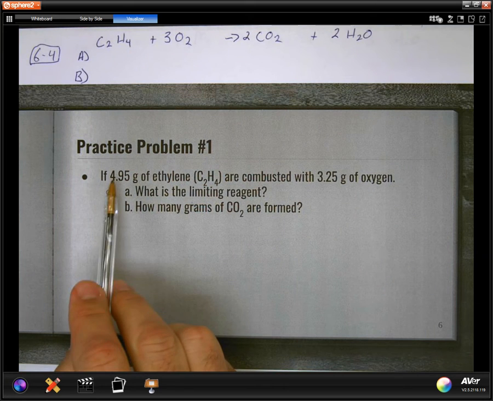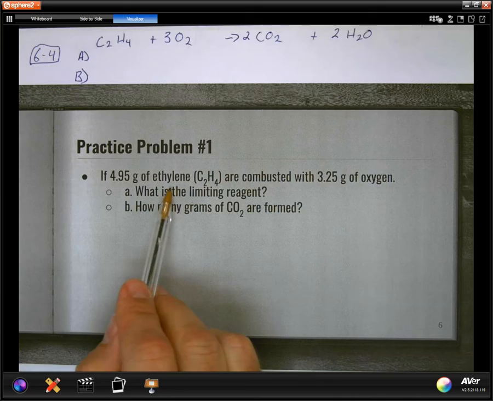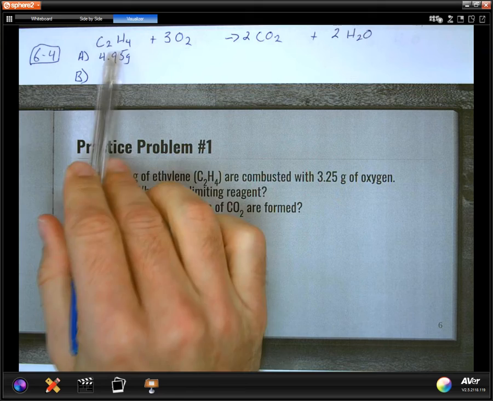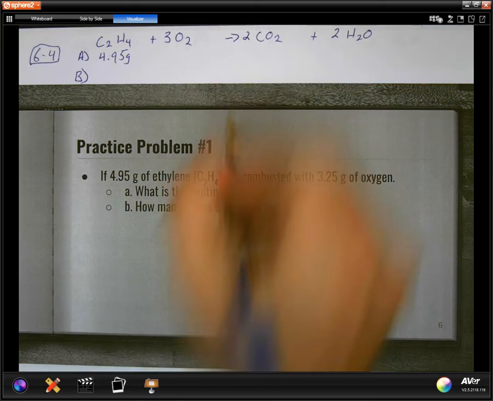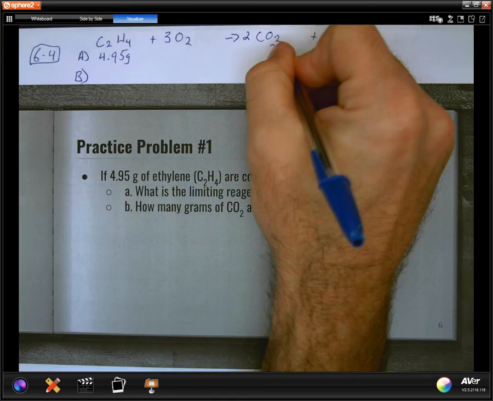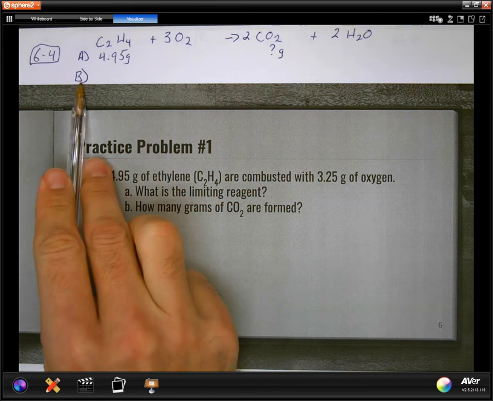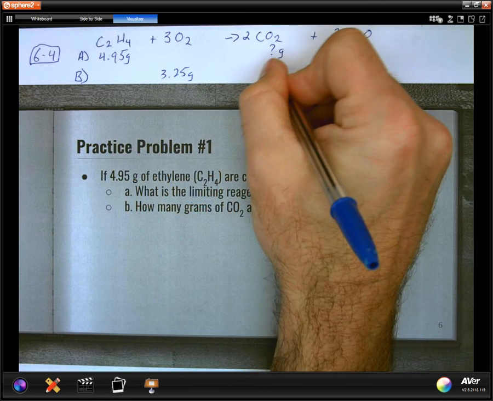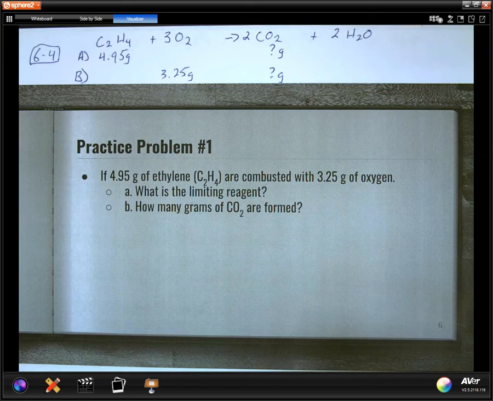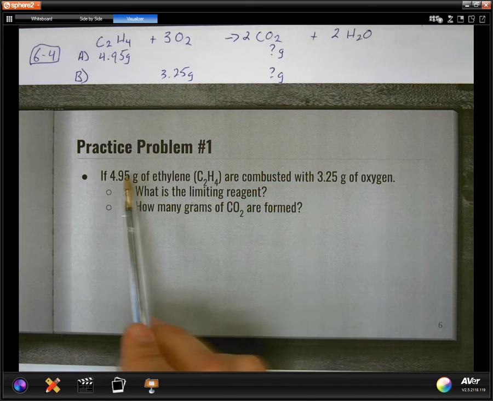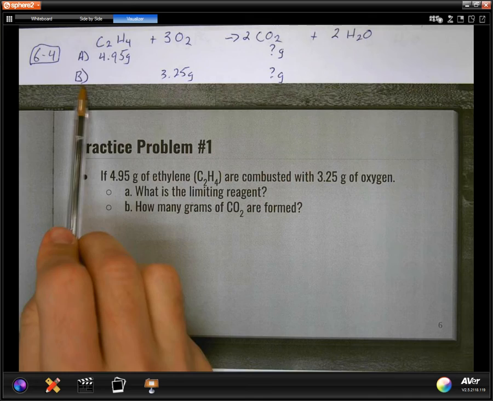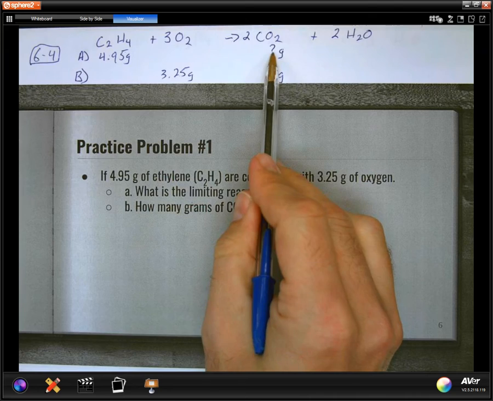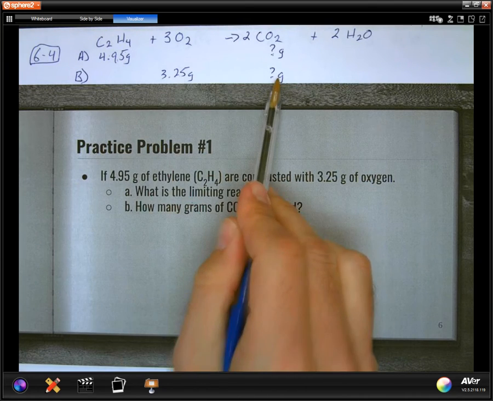And so I like to set it up with the fact that it says 4.95 grams of ethylene. We're going to put that right here and say 4.95 grams in scenario A. And from there, we're going to predict how much carbon dioxide will form. And then scenario B, with 3.25 grams of oxygen, we're going to again predict how much carbon dioxide. So you can see here that in my situation, I have both of these starting points, but I create scenario A and B, so I can see that I'm going to predict two different amounts of carbon dioxide. This amount will be predicted from this starting point. This amount will be predicted from this starting point.